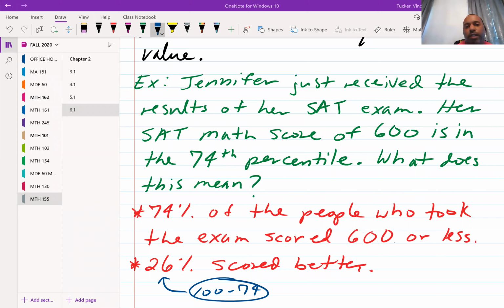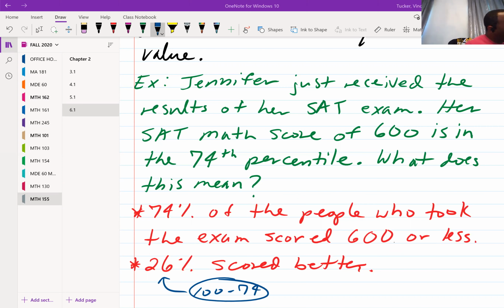All right, so just an example of how percentiles work. Jennifer just received the results of her SAT exam. Her SAT math score of 600 is in the 74th percentile. What does this mean? That means 74% of the people who took the exam scored 600 or less. 26% scored better. And so we got a 26 from 100 minus the 74. That's 100% in all.